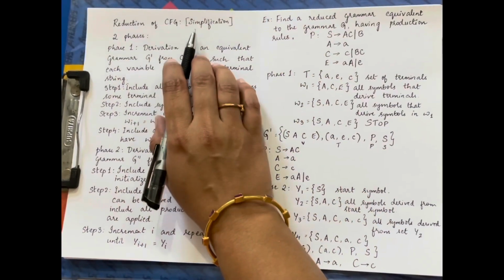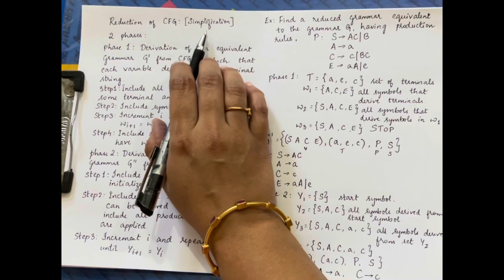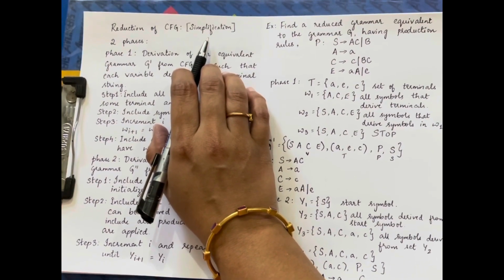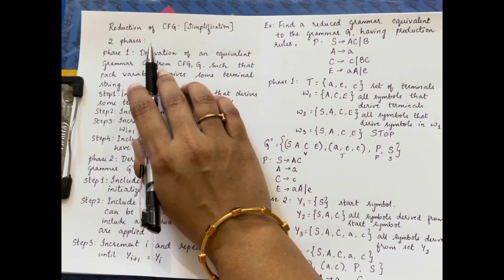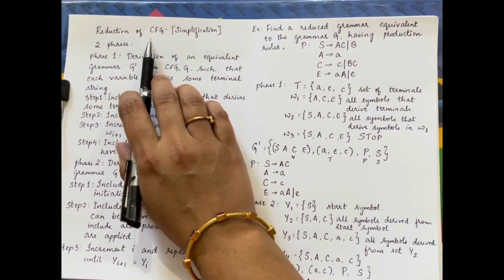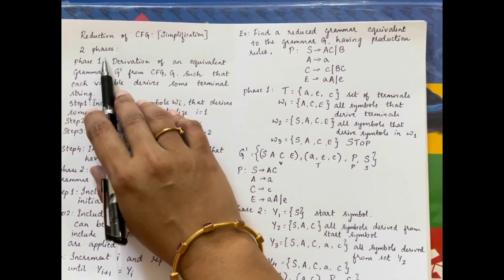Okay, let's go ahead. Reduction of context-free grammar, which is nothing but simplification. In context-free grammar, all production rules and symbols are not needed for derivation of strings. Elimination of these productions and symbols is called simplification of context-free grammar. So reduction of context-free grammar includes two phases.